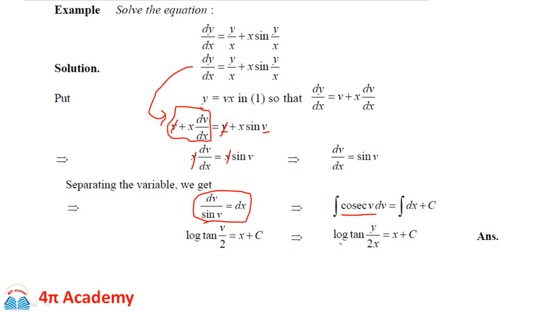So this implies that log of tan, now the final step is you have to substitute again v as y by x. So for v you have to substitute y by x back, so that then we get log of tan. Instead of this v we put y by x, so it will be log of tan of y upon 2x, and that is equal to x plus c. So this is the final answer.